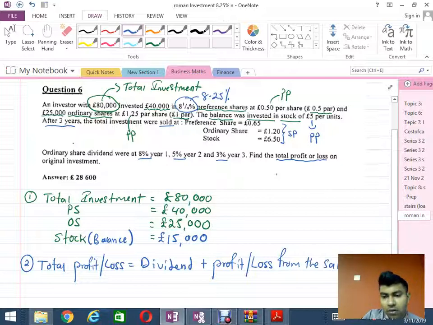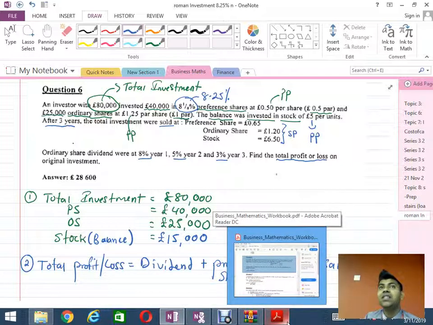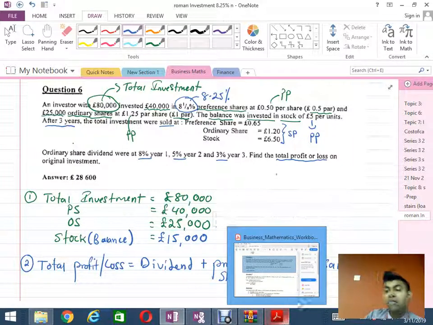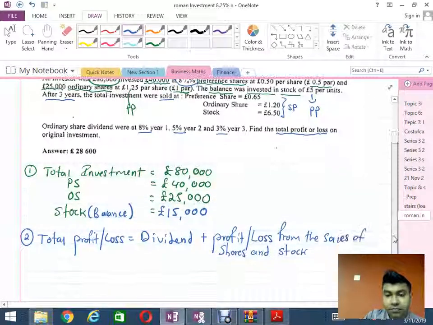sales of shares. Just add one more. And what? Stock. You also have stock there. Just add. And stock. It is the same formula only, correct? Same thing only. So just add.